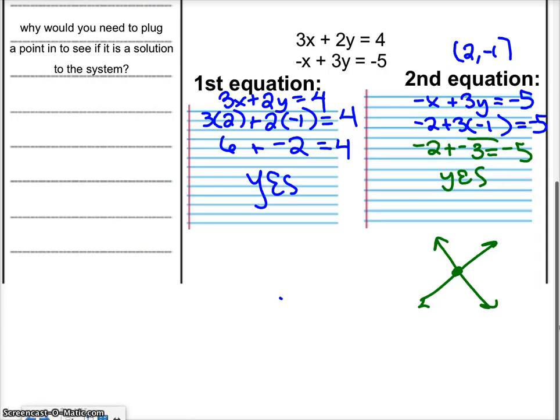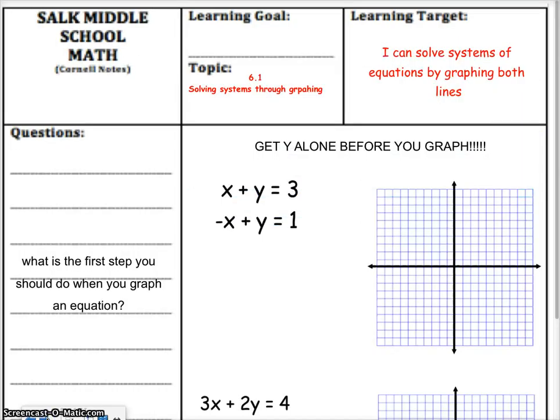Alright, that's lovely and tedious. Let's just graph. That's all I want to do. I just want to graph. Ugh.